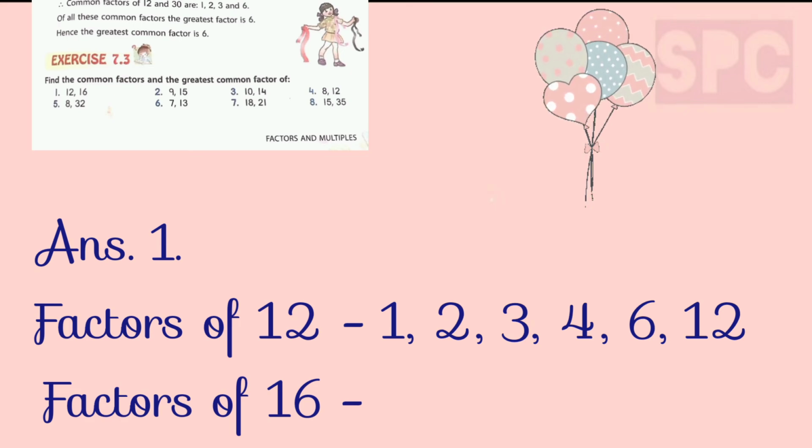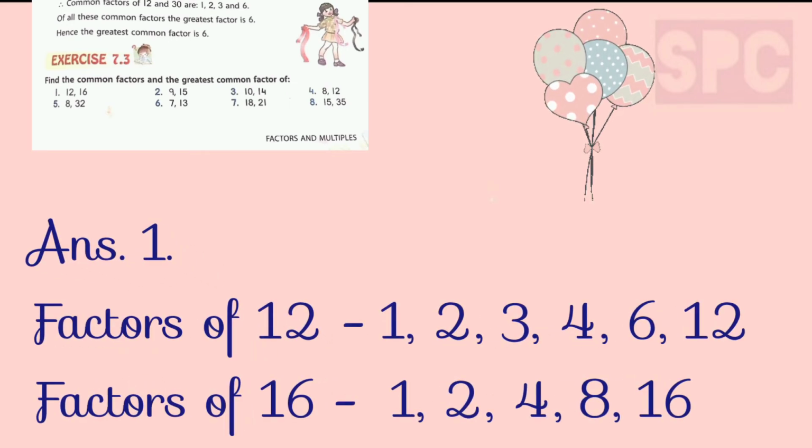Now 12 doesn't appear in the table of 5, 7, 8, 9 and 10, so these will not be the factors of 12, and the greatest factor of any number is the number itself. So the greatest and the last factor of 12 is 12 only. Similarly, we will write the factors of 16 also. The factors of 16 will be 1 16s are 16, so 1 we will write, 2 8s are 16, so 2 and 8, 4 4s are 16, so 4 will be the factor of 16, and the last factor will be the number itself, that is 16.